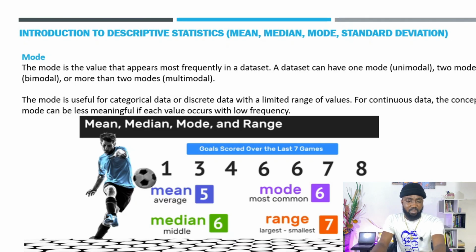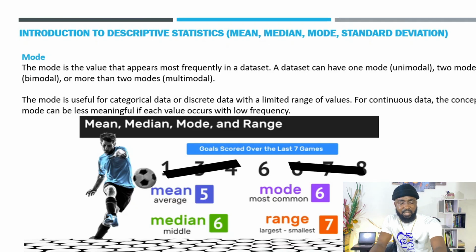For these numbers here, the mean is, how many numbers are there? 7 numbers. 1, 2, 3, 4, 5, 6, 7. So I'm going to add 1 plus 3 plus 4 plus 6 plus 6 plus 7 plus 8. That will give us 35. So 35 divided by 7 will give us 5. That's how we got our mean. Our median, the middle number, is 6. So cancel out this 3 here, cancel out this 3 here. I will have 6. So that's our middle number.